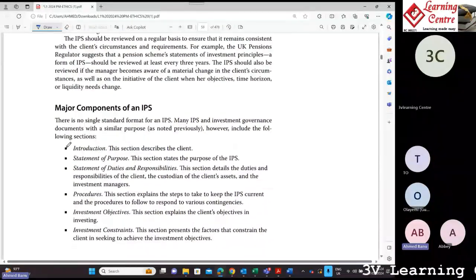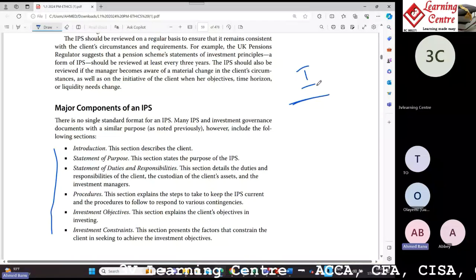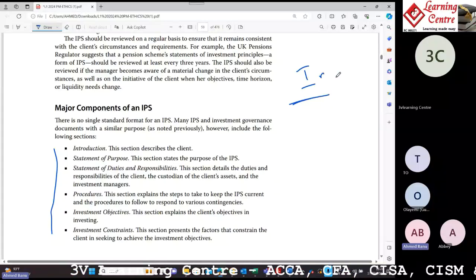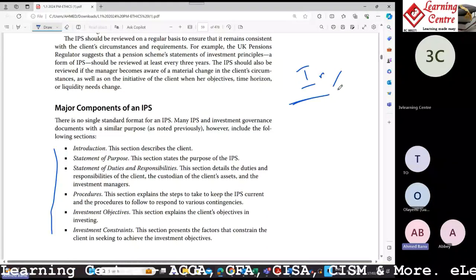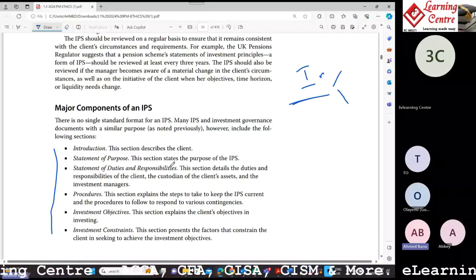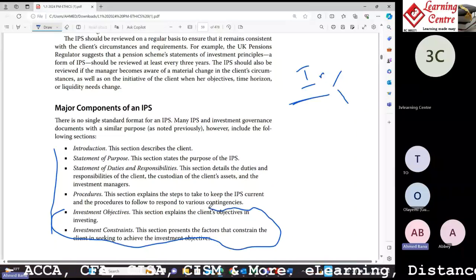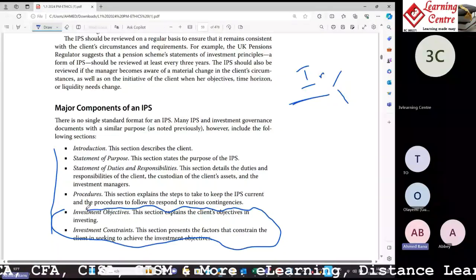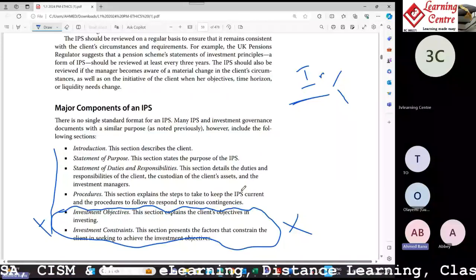What are the major components of an IPS? These are the major components of an IPS. Like the curriculum said, there's no standard, to be honest. Based on my experience, we've always been using an investment agreement, but we try as much as possible to have the investment objectives and the investment constraints in it. These are the most important aspects of your IPS, and they are consistent regardless of whichever form you have. You must have these 2 things in your IPS.